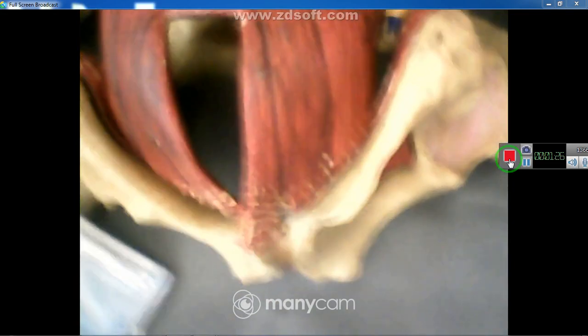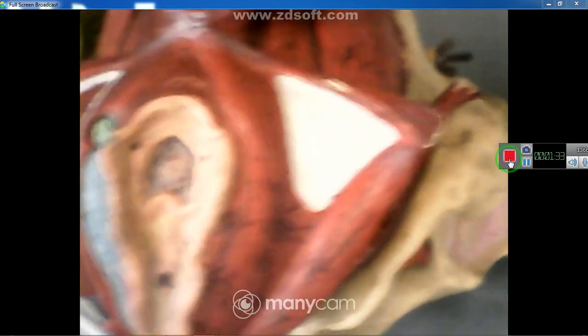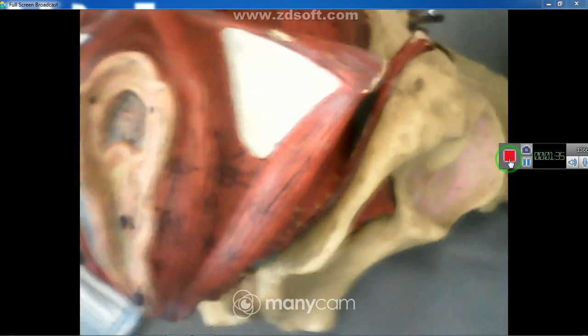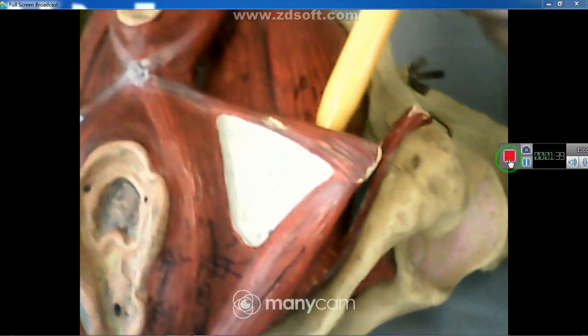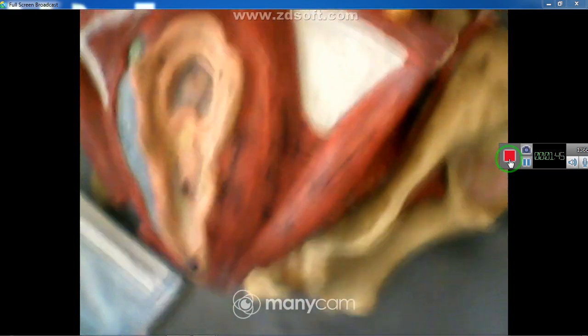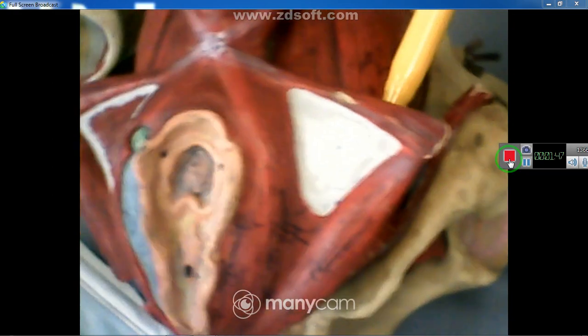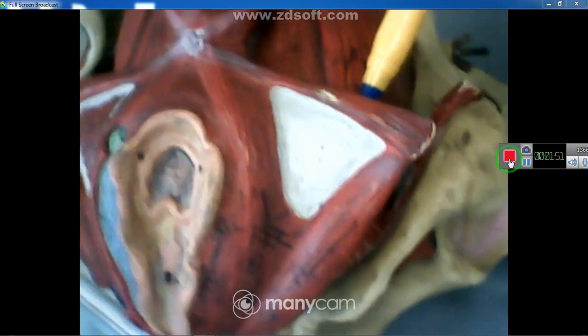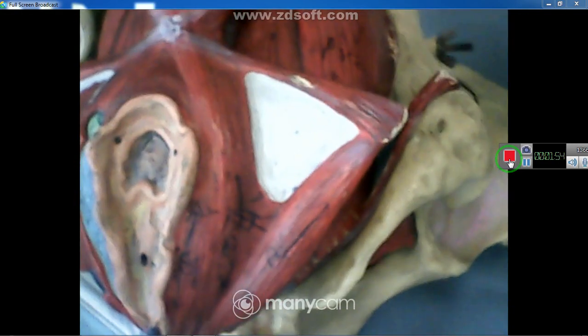The ischiorectal fossa extends anteriorly. The ischiorectal fossa, which is this one, extends anteriorly a little above the urogenital diaphragm. This is the urogenital diaphragm, and this ischiorectal fossa has a slight extension above the urogenital triangle, which is called the anterior recess of the ischiorectal fossa.